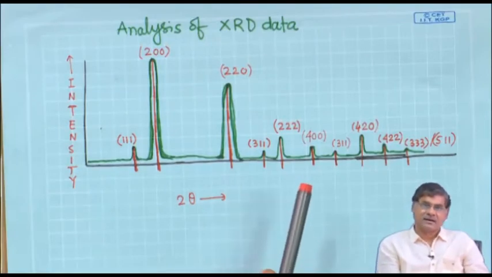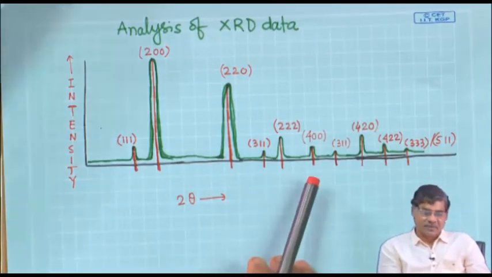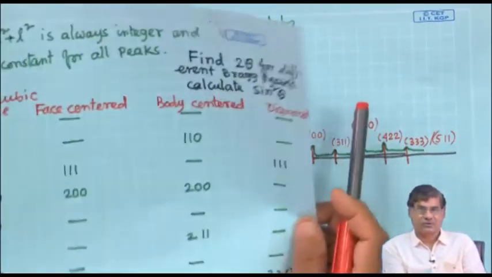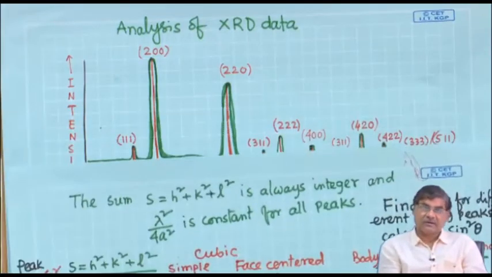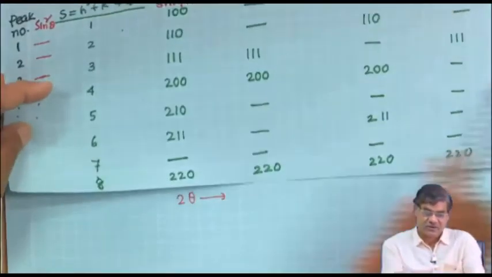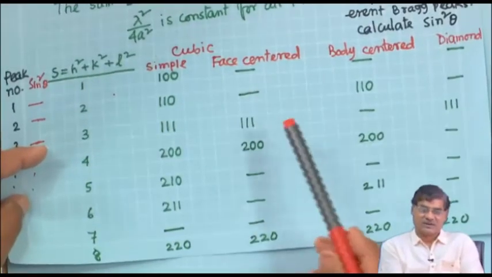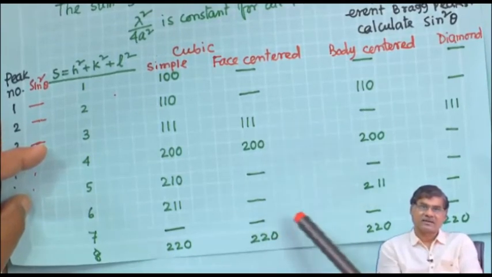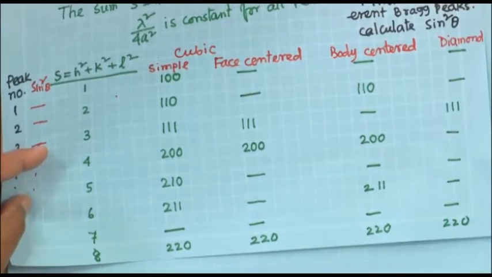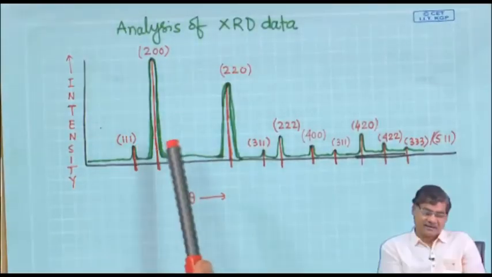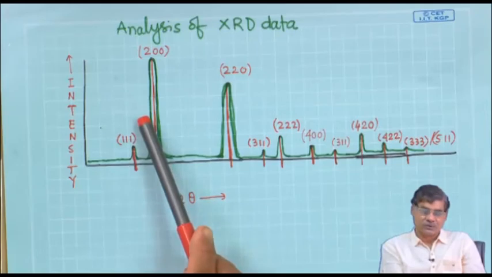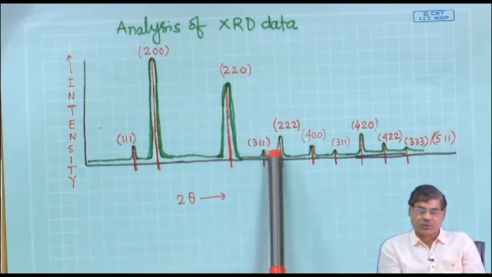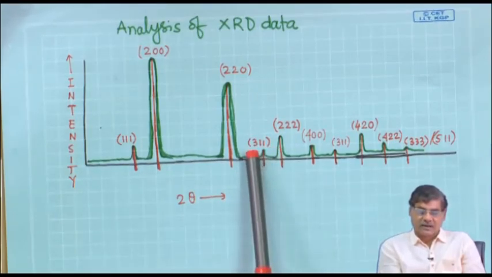FCC, face centered cubic. For face centered cubic, whatever I showed you, the peaks are 1 1 1, 2 0 0, 2 2 2. These are the peaks you will see, and after that other peaks. Exactly here you can see 1 1 1, 2 0 0, then 2 2 0, this is the third peak, then the fourth peak will be 3 1 1. So 3 1 1 means 9 plus 1 plus 1, 11.